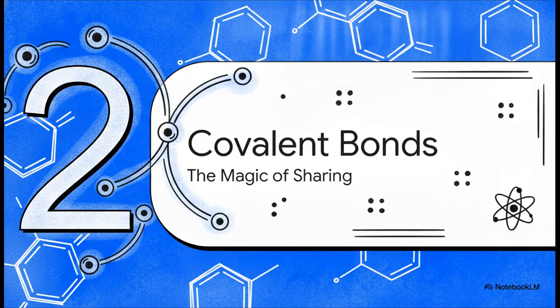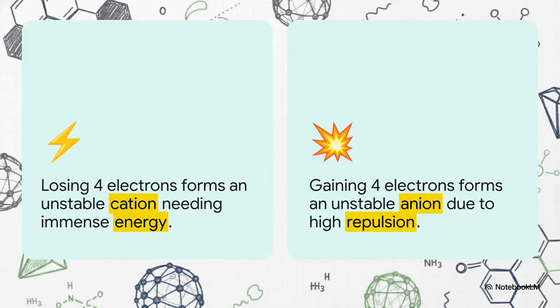Section 2. The magic of covalent bonds. Now, carbon faces a really difficult dilemma here. Route 1. It could try losing its 4 valence electrons to attain the configuration of helium, but losing electrons leaves a net positive charge. To remove all 4 would require an immense amount of energy, creating a highly unstable C4+ cation. That route is impossible.